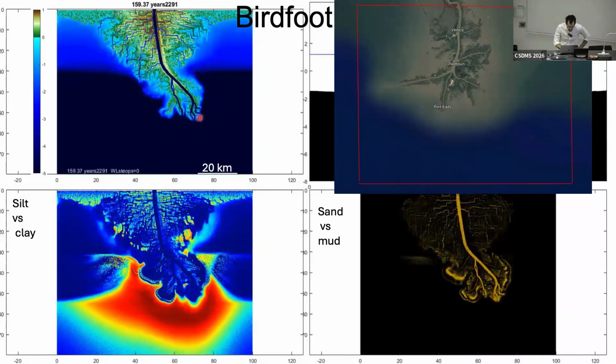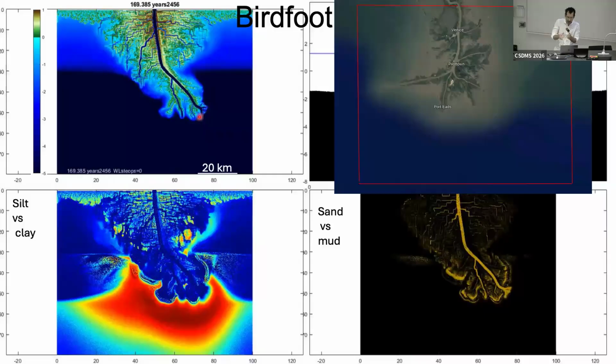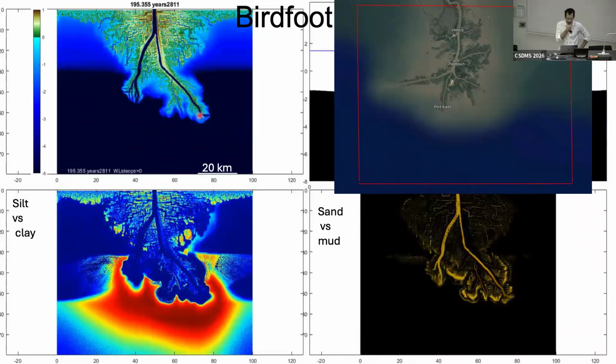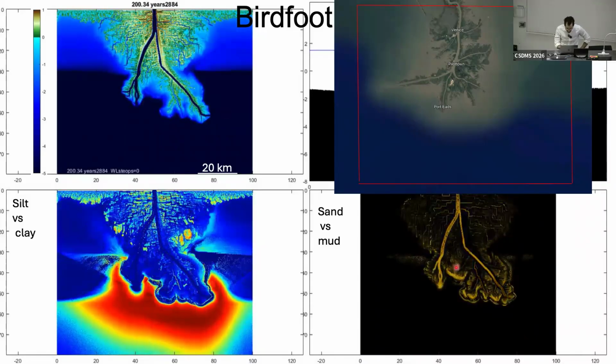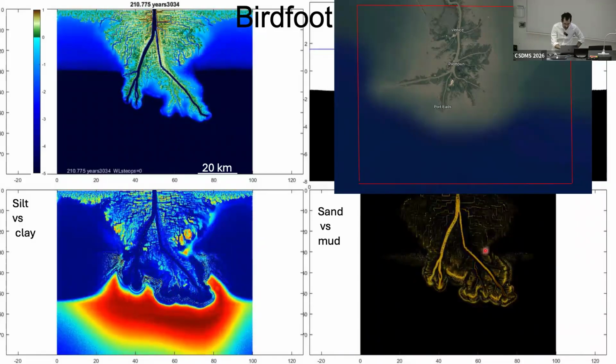And again, you can see it constantly working on the front when maybe the channels get abandoned. So here it is actually going to make a major avulsion and go this way. And now this part is mostly abandoned. It gets reworked by waves. And you can see here there is the front. Most of the shoreface is sandy and everything else is muddy.